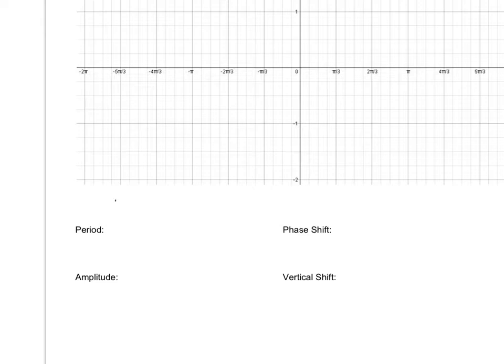If you have a generic function, y equals a sine or cosine of bx plus c, plus d, then you can find these four things from this equation: the period, the amplitude, the phase shift, and the vertical shift. If you remember, the period is always 2 pi divided by b. The amplitude is the absolute value of a. The phase shift is negative c over b. And the vertical shift is going to be the d at the end.